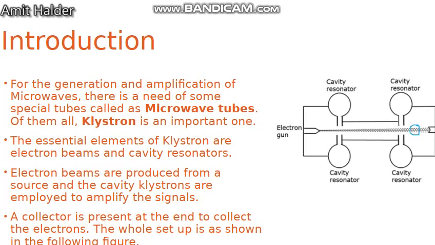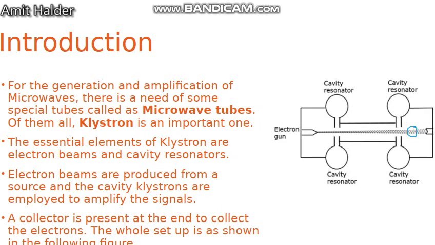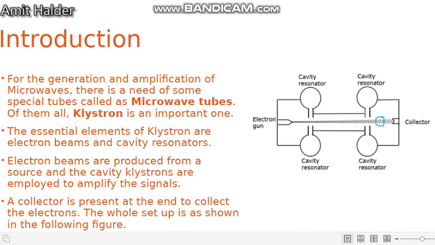So, what is the introduction of it? For the generation and amplification of microwaves, there is need of some special tubes called microwave tubes, and the klystron is an important one. Klystron is one kind of microwave tube. The essential elements of a klystron are electron beams and cavity resonators. Electron beams are produced from a source, and the cavity resonators are employed to amplify the signals. A collector is present at the end to collect the electrons. The whole setup is as shown in the following figure.